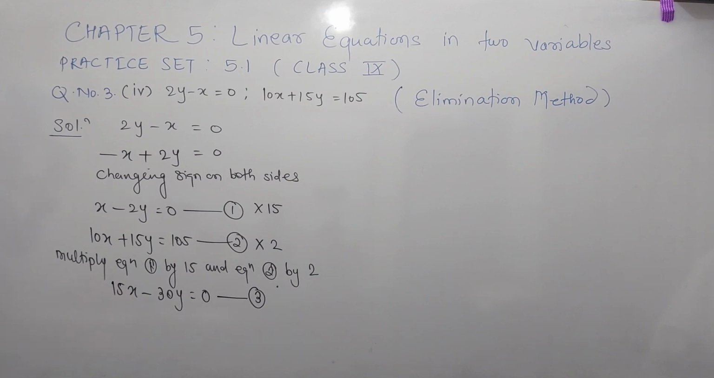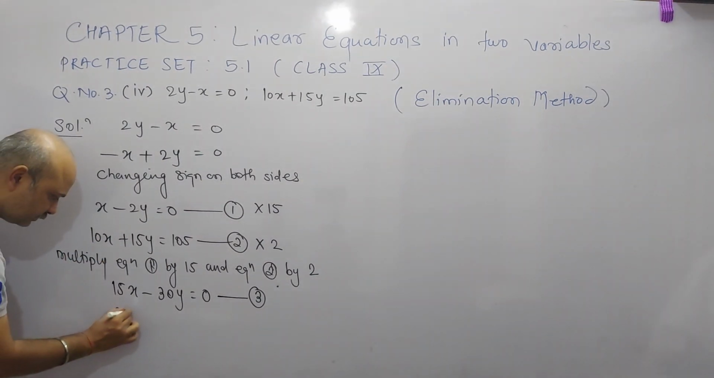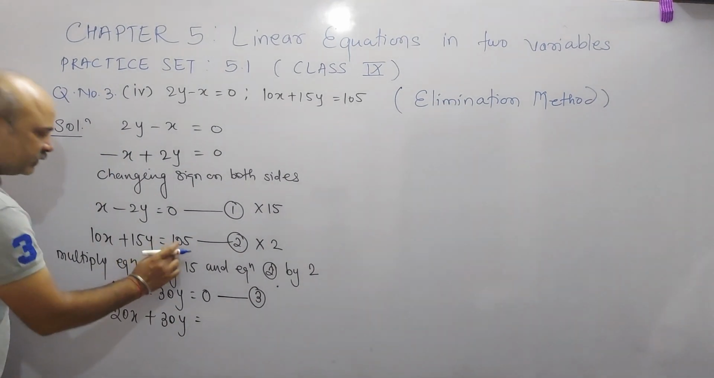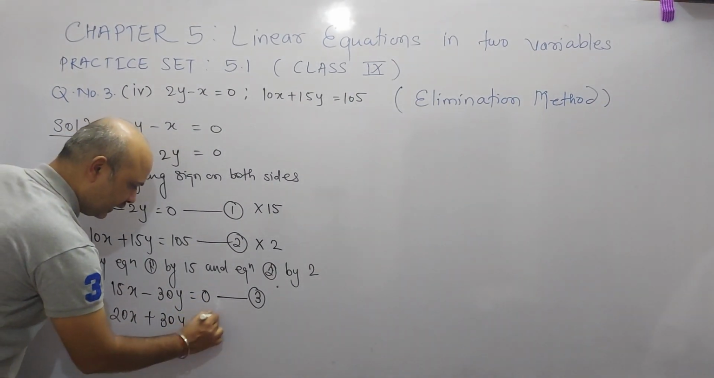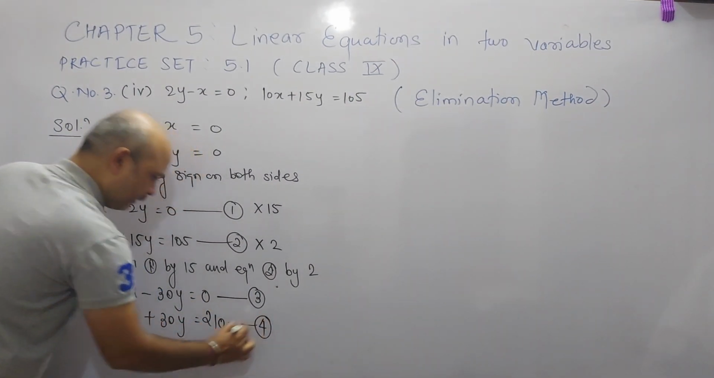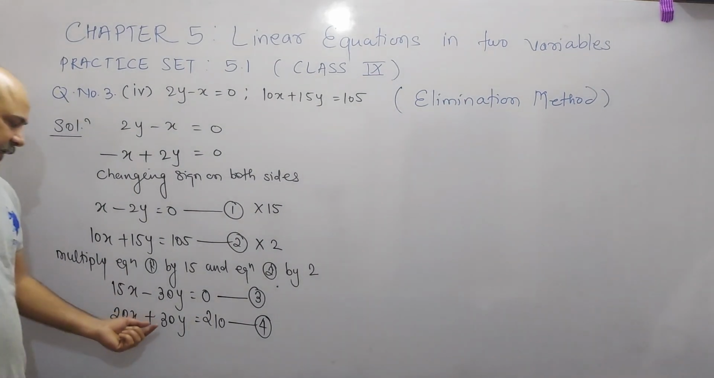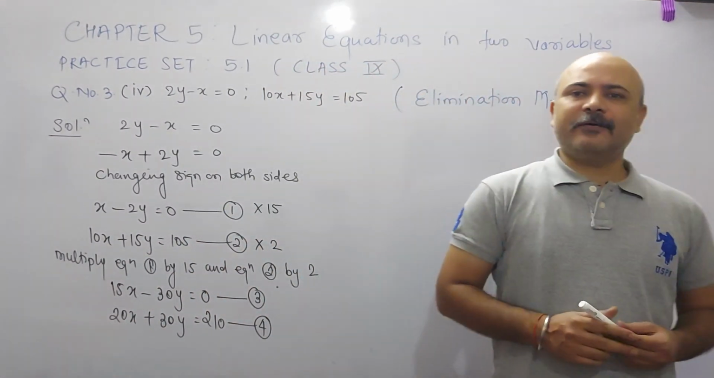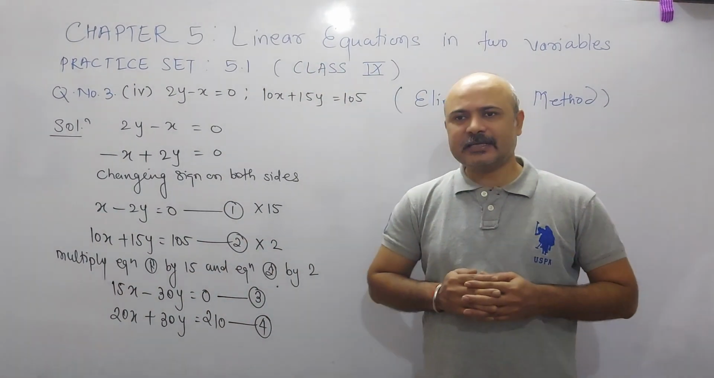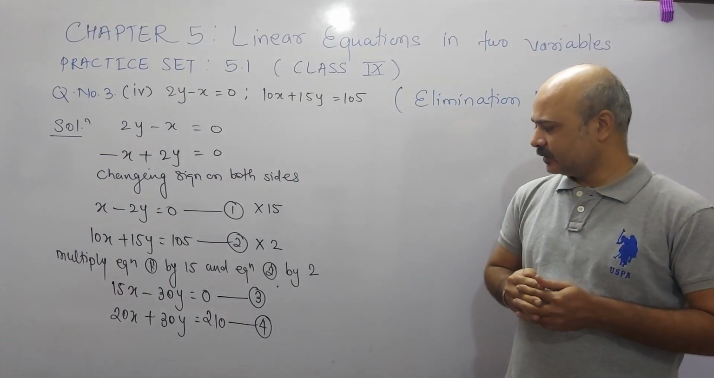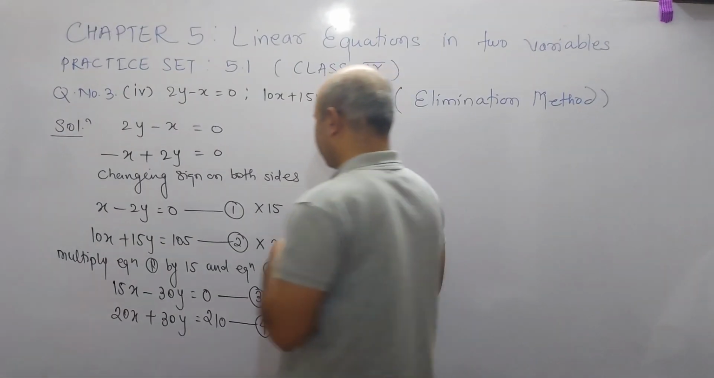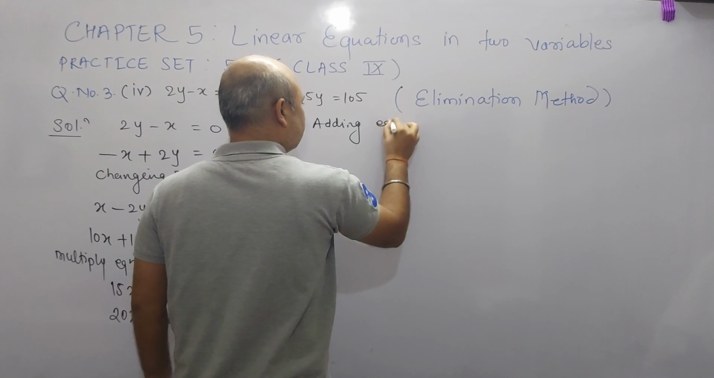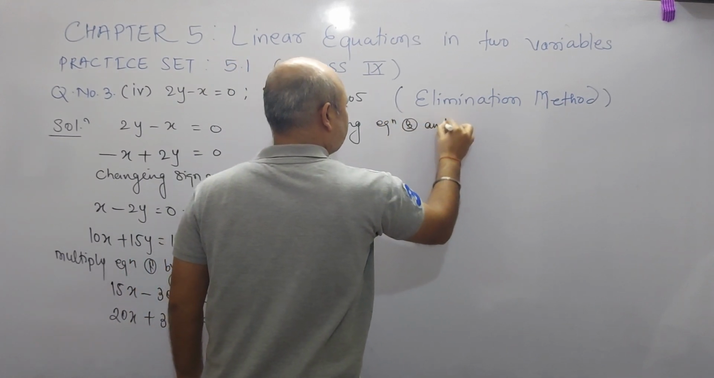Similarly, we will multiply equation 2 by 2, so we get 20x plus 30y is equal to 210. This is equation number 4. Now when you observe here, the variable y has equal coefficient and opposite sign. So when the variable y has equal coefficient and opposite sign, you are going to add equation 3 and equation 4. So we write: adding equation 3 and equation 4.